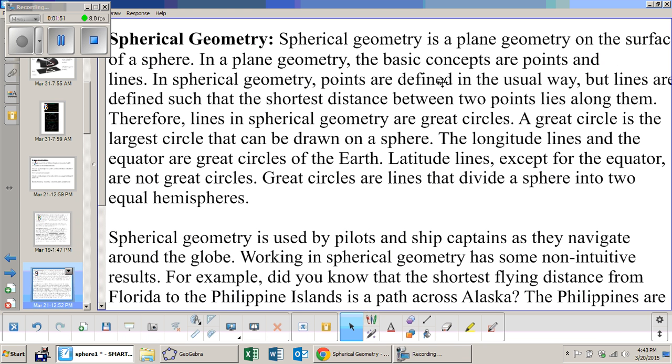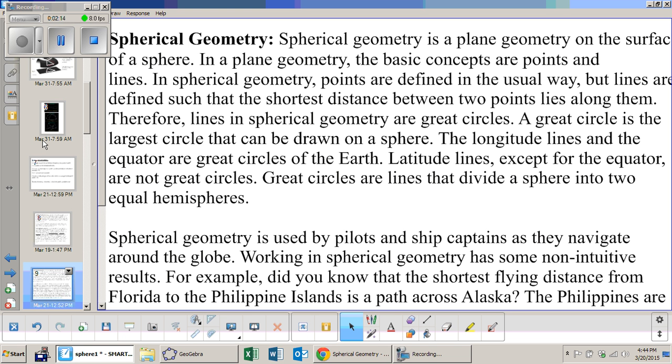Spherical geometry is a plane geometry on the surface of a sphere. In plane geometry, the basic concepts are points and lines. In spherical geometry, points are defined in the usual way, but lines are defined as the shortest distance between 2 points that lies among them. Therefore, lines in spherical geometry are great circles. A great circle is the largest circle that can be drawn on a sphere.